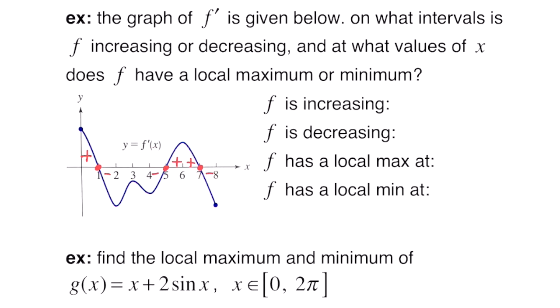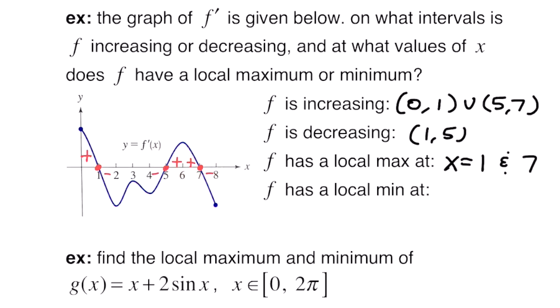We have f is increasing, f is decreasing. Remember, f is increasing where f prime is positive. So f prime is positive in this interval right here and also in this interval over here. So again, f is increasing where f prime is positive, so that occurs from 0 to 1 and also from 5 to 7. So I have that written out over here. We have f is decreasing where f prime is negative, so that occurs right here from 1 to 5.